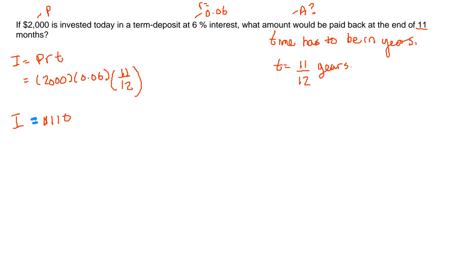But it's asking for the amount to pay back. So remember, our amount is principal plus interest. So the amount of principal was 2,000. 2,000 plus 110. So the amount that I pay back is $2,110, the amount that would be paid back at the end of 11 months.